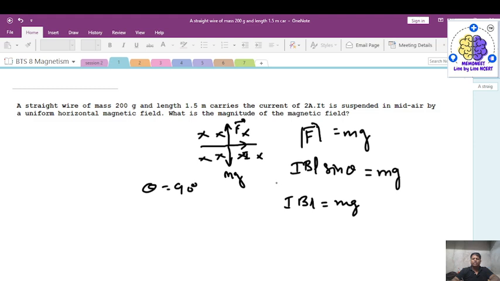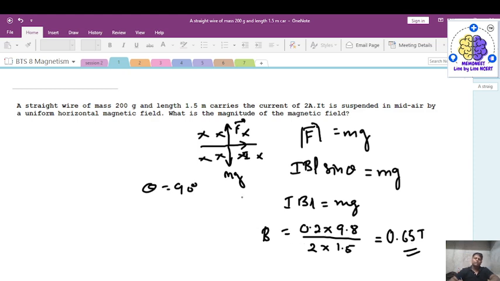What they are asking is the magnitude of the magnetic field. So from here we'll get B is equal to 0.2 into g, let's take it as 9.8, upon I is 2 ampere into L is 1.5. Solving this will give us B is equal to 0.65 Tesla. So this is the magnitude of the magnetic field.